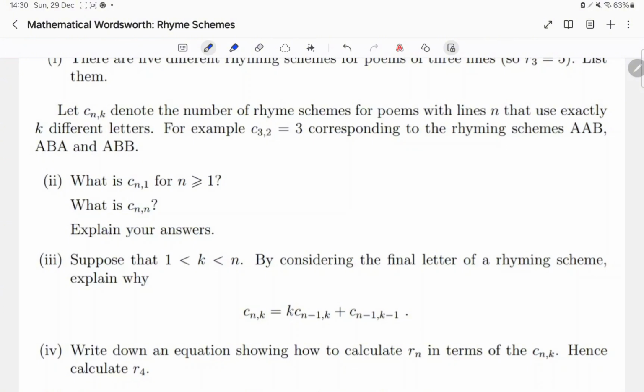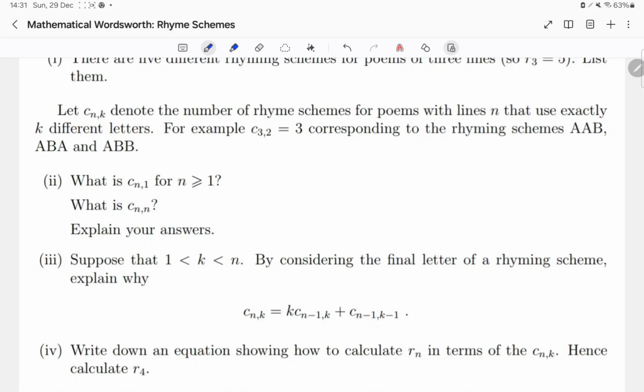Part 2. What is C(n,1) for n greater than or equal to 1? What is C(n,n)? Explain your answers. Part 3. Suppose that 1 is less than k is less than n. By considering the final letter of a rhyming scheme, explain why C(n,k) is equal to k C(n-1,k) plus C(n-1,k-1).